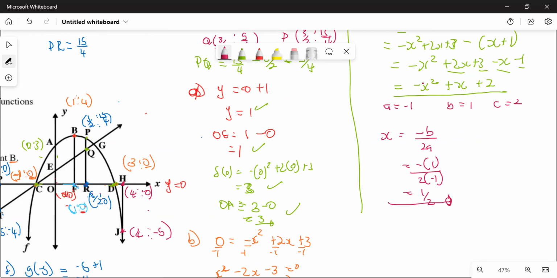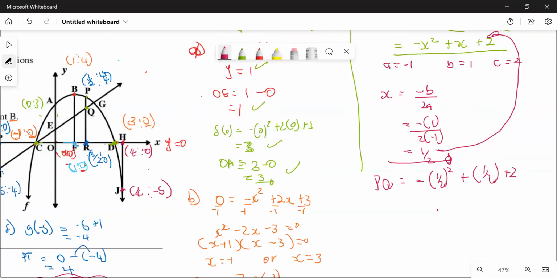So what do I do after this? I am going to substitute it. Are we still fine? Yes. So we have PQ, which is going to be given as minus, open bracket, 1 all over 2, all squared, plus 1 all over 2 plus 2.